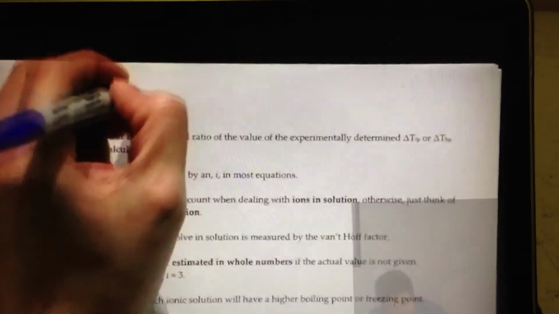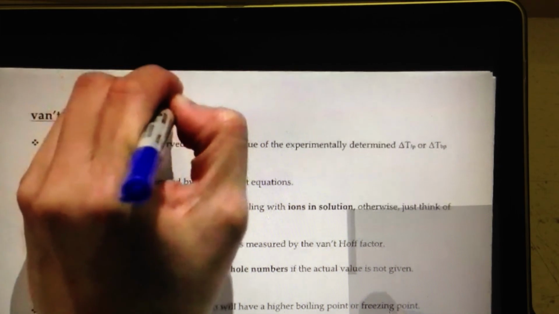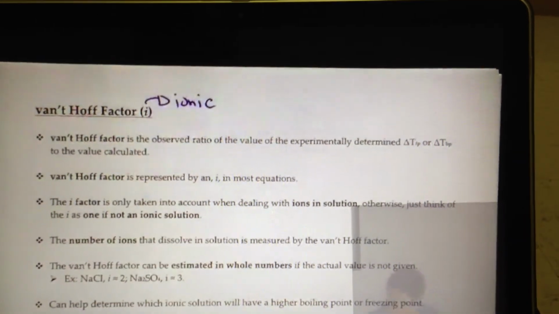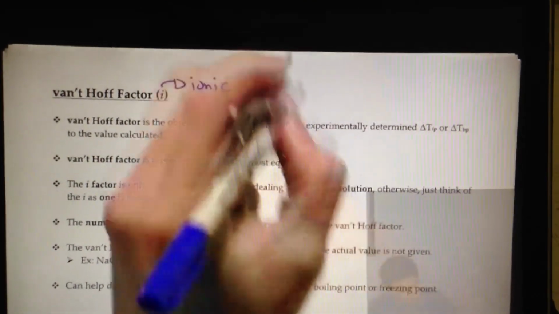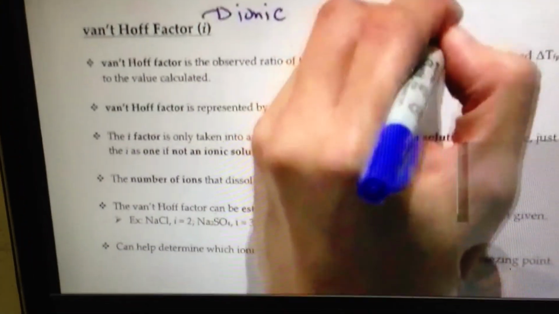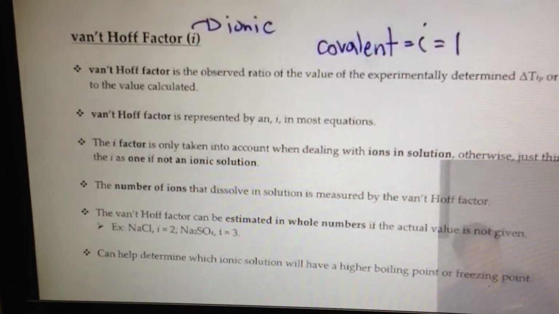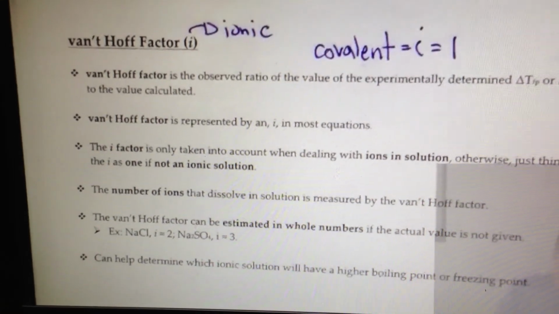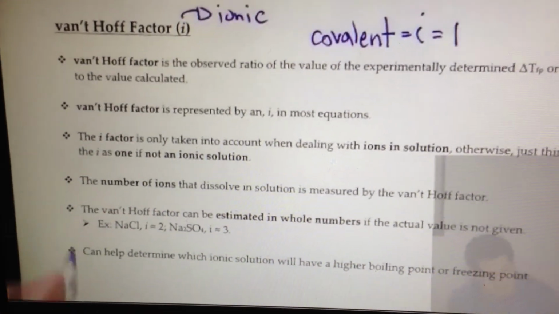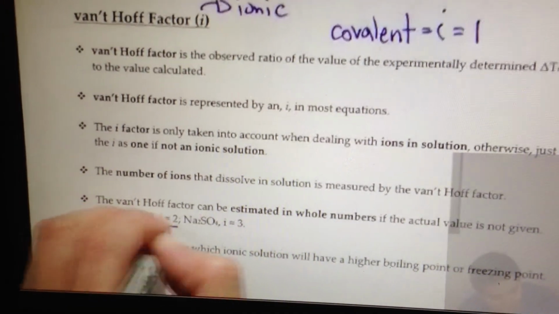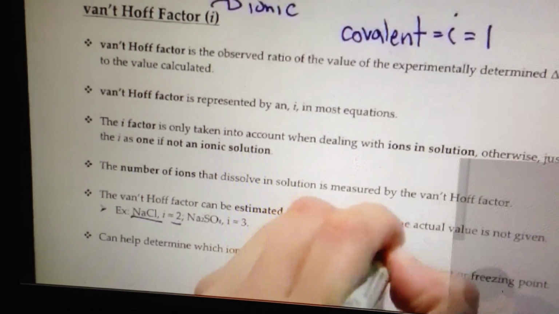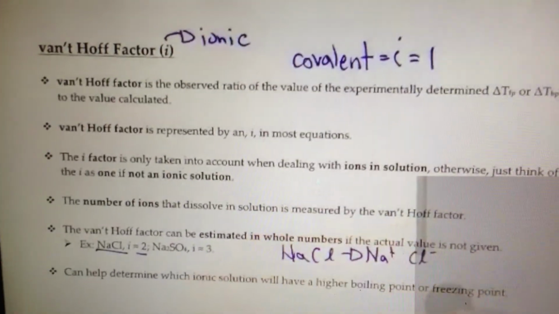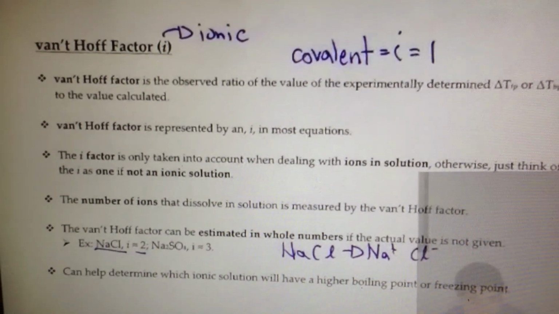Now, first of all, we need to find i. And i stands for things that are ionic. If somebody asks what's the Van't Hoff factor i, it's for things that are ionic. In general, if something is covalent, then what is i going to be? 1. Now i just tells you the number of ions in the solution. So if I had NaCl, the i value is 2. Why is it 2? Because NaCl breaks apart into Na+ and Cl-. So there are 2 ions in that solution.